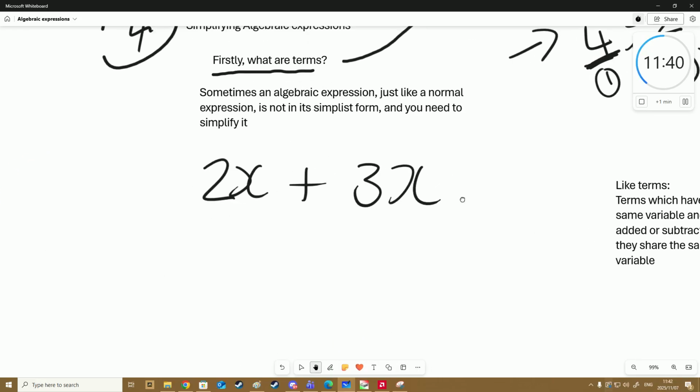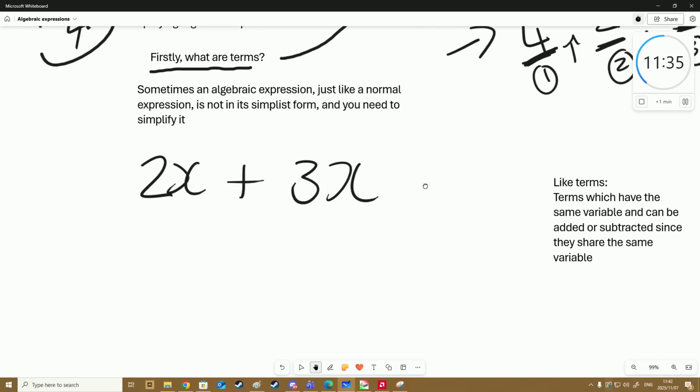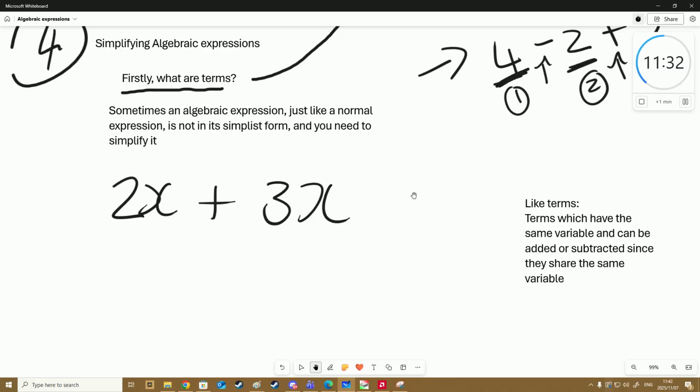Okay, so sometimes an algebraic expression, just like a normal expression, is not in its simplest form, and you need to simplify it. So if we are going to simplify it, we can look at these two terms in the expression and use our knowledge of different types of variables to calculate it in its simplest form by adding like terms. Remember, terms are separated by the plus or minus. So this is one term, this is our second term.